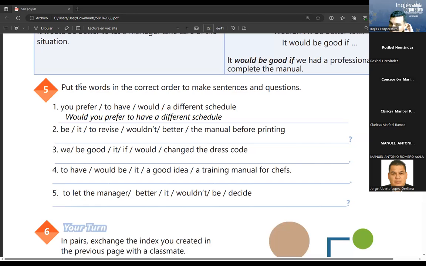Do you remember the previous class? We studied a little bit about the expression would be good or would be better. It would be better. ¿Alguien recuerda cuál es el significado de esa expresión? Sería mejor. Okay, sería mejor. Muy bien.